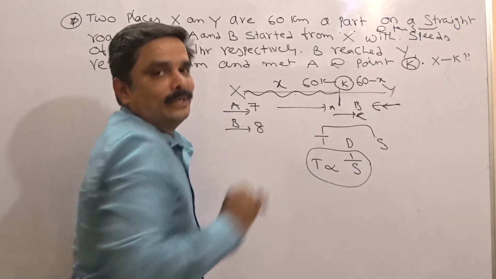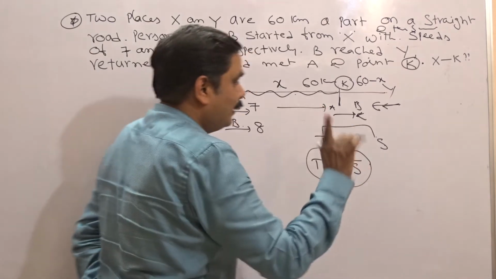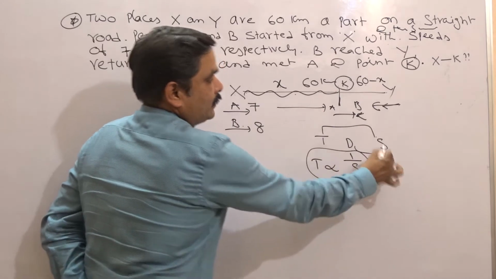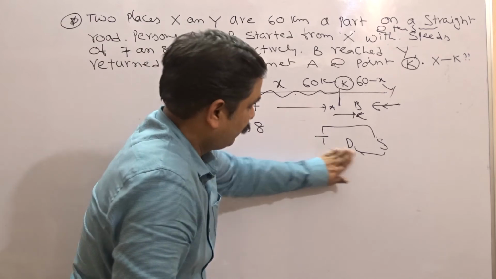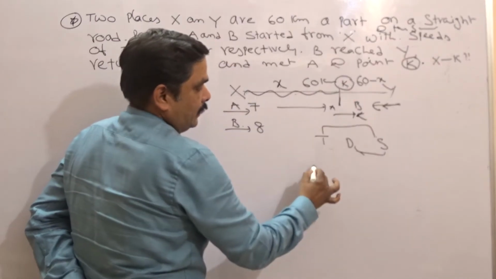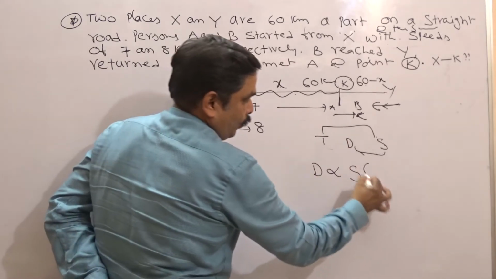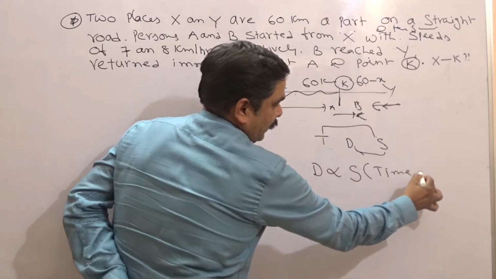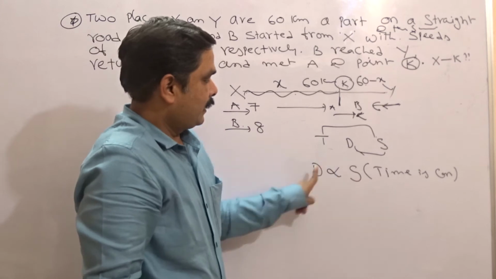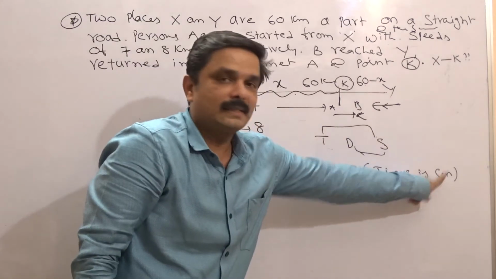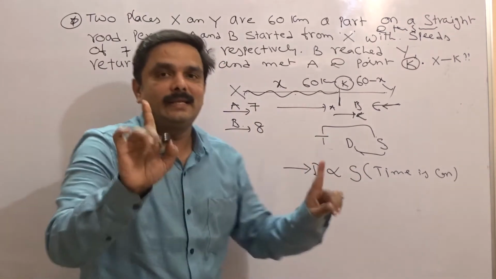And there is another relation also. Most of the students are not concentrating on that one. That is the relation between distance and speed. What's the relation between distance and speed? We can go in this way. Distance and speed are directly proportional to each other when time is constant. Time is constant. Alright. Distance and speed can be equalized when time is constant. Based on this, I am going to solve the question in less than 1 minute.